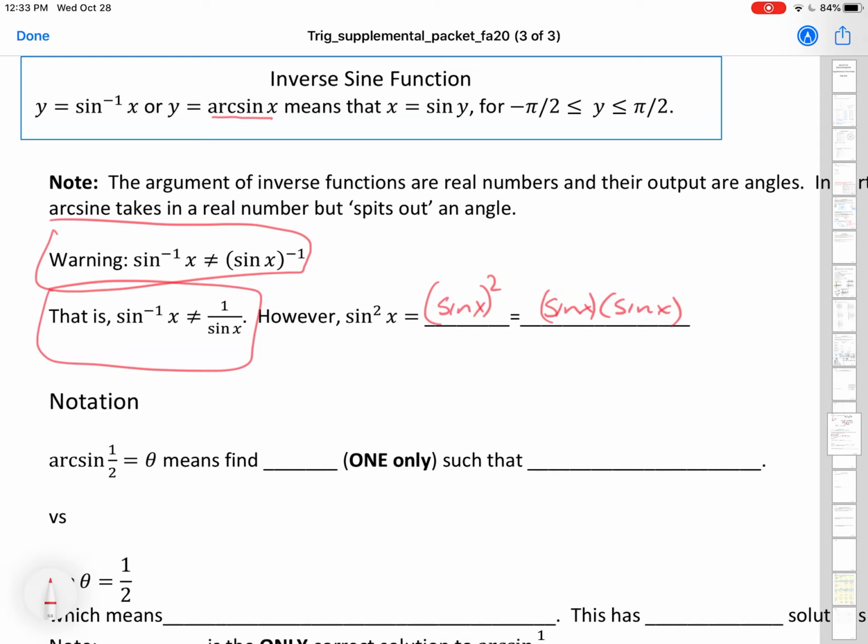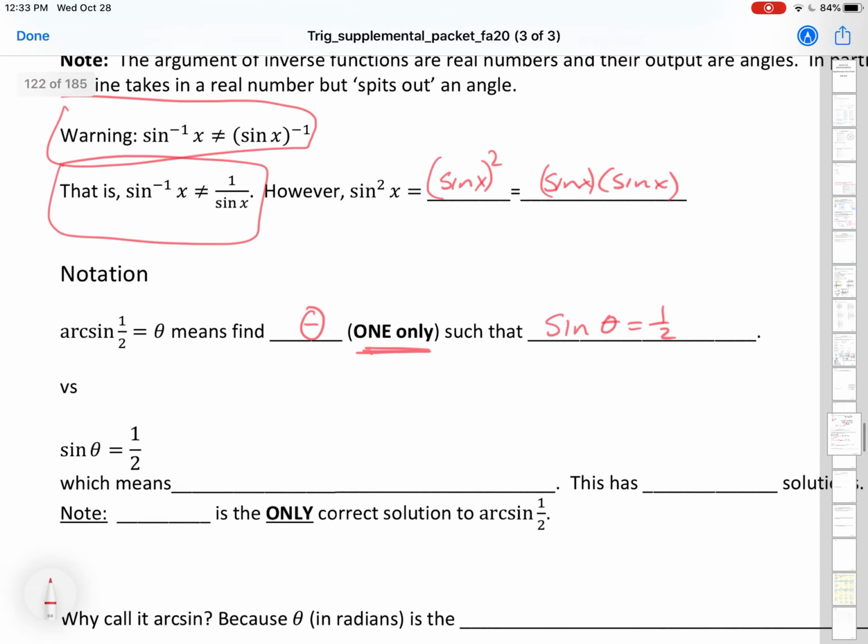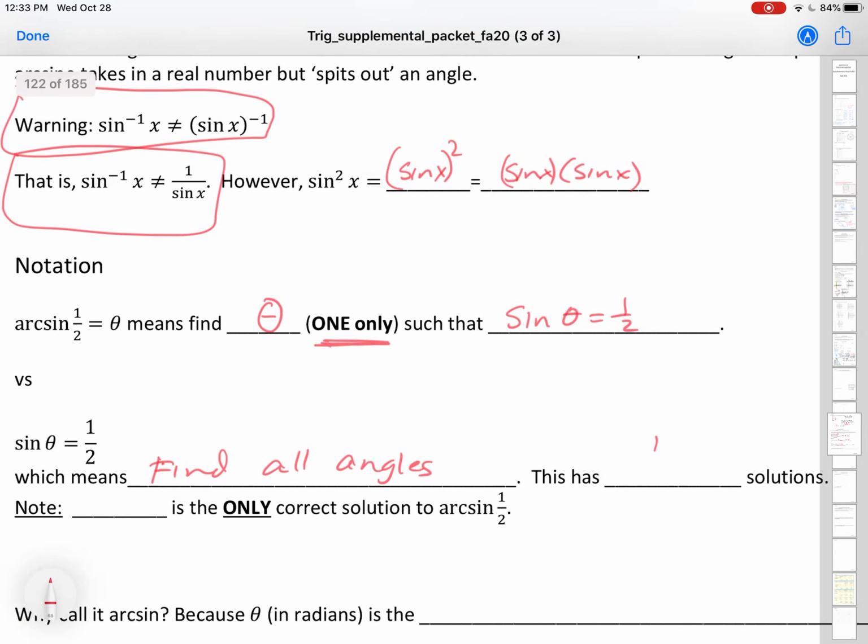So what does arcsine of 1/2 equals theta mean? It means to find theta, and only one. Remember, there's an infinite number of thetas such that sine of theta is equal to 1/2. Now, what does sine theta equals 1/2 mean? It means, if you were to solve this, to find all angles that have 1/2 as a solution.